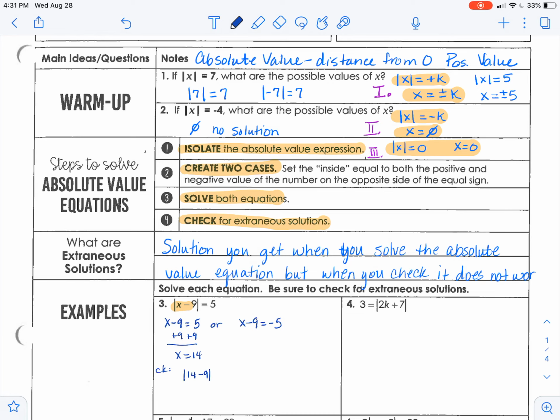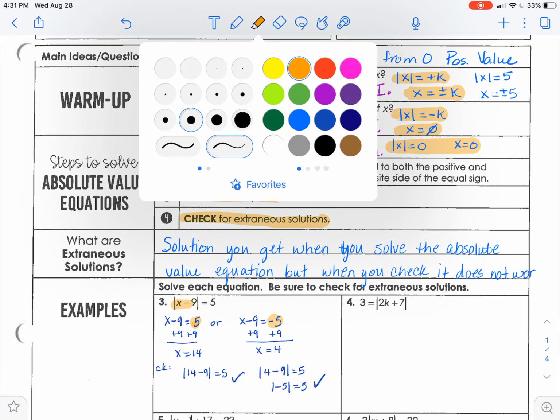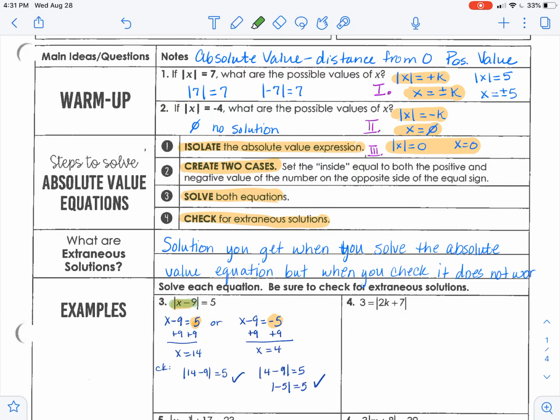14 minus 9, absolute value, does that equal 5? And it does. So I'm going to do the next one. So x equals 4. Again, I'm going to do a quick check. If I take 4 minus 9, do I get 5? Well, this is a negative 5, and the negative 5's absolute value is 5. So both of these check. So again, the key here, guys, is that when you do your two situations, you only change this piece. If you'll notice, the x minus 9 stayed exactly the same. That piece never changes. It is your answer that changes.